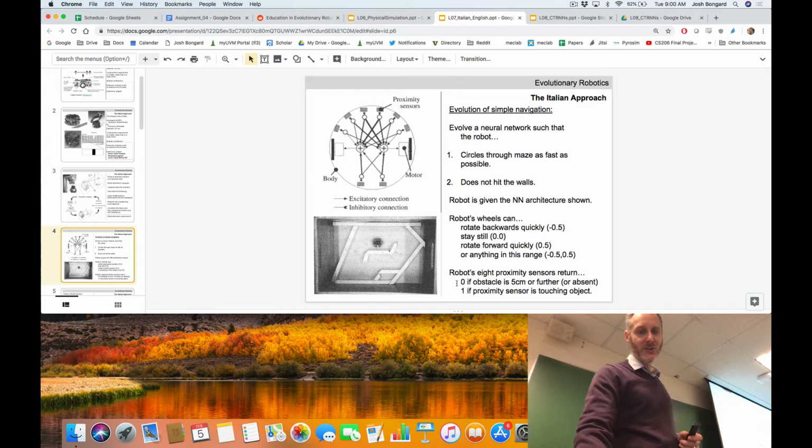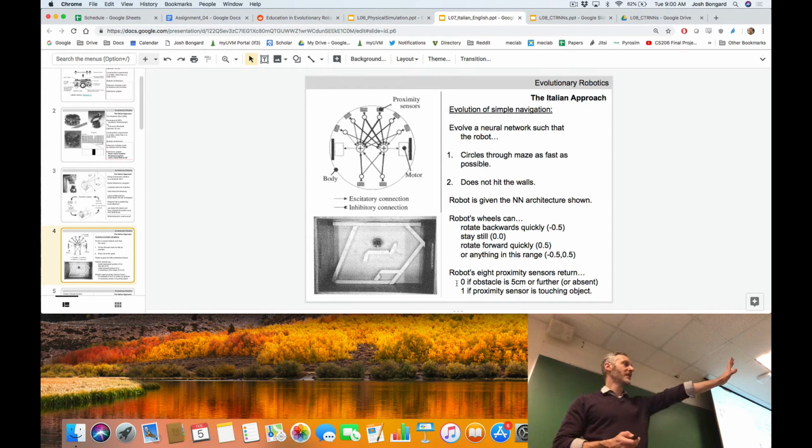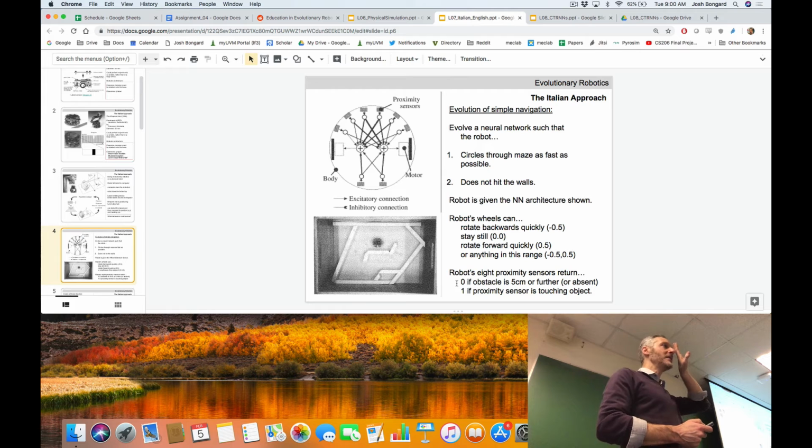These proximity sensors would emit values between 0 and 1. 0 means there's no obstacle within 5 centimeters of me. 1 means I'm touching an object, and a value between there means there's an obstacle some distance away. The further the object is away, the lower the value of the proximity sensor.